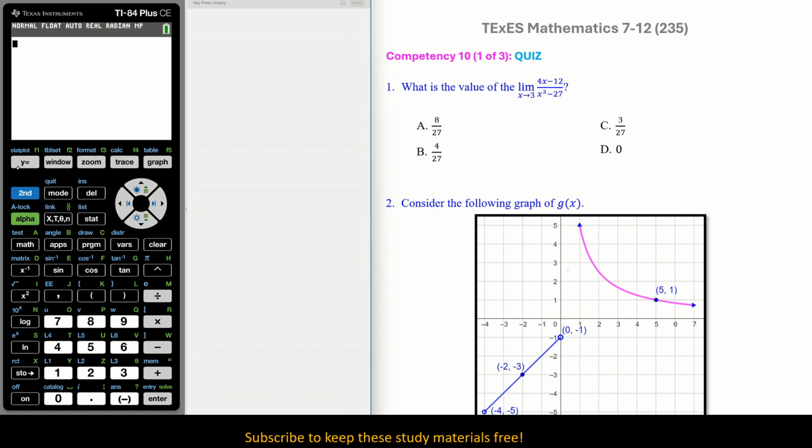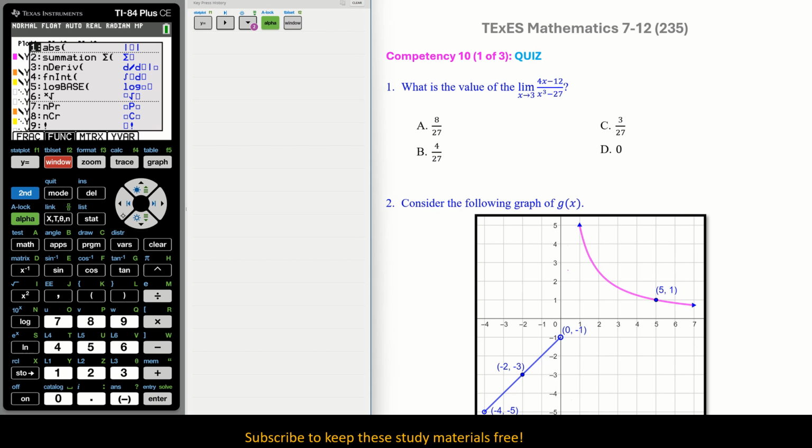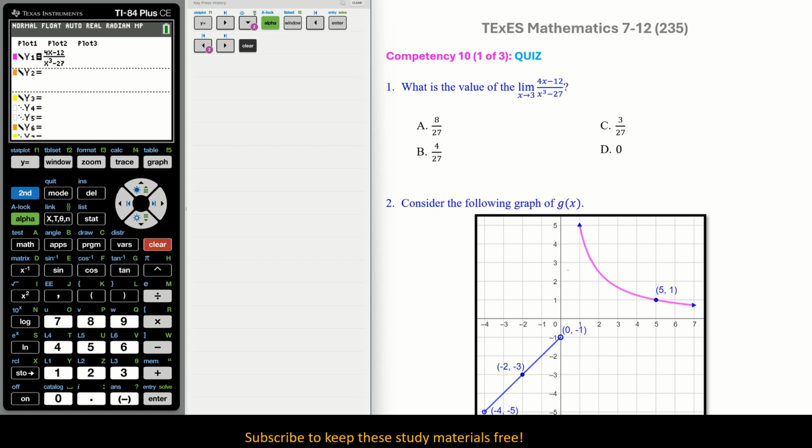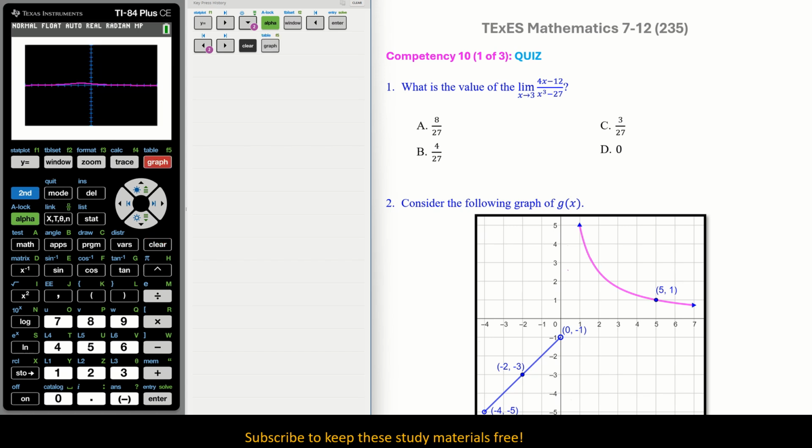So we need to push Y equals. I already have it populated. Now, if you haven't watched other videos with me, how you get that fraction is Alpha, Window, arrow over, and that would be number 1. Right, but I'm going to actually clear that out. Okay, now that's all good to go. And let's push the graph and see what happens.